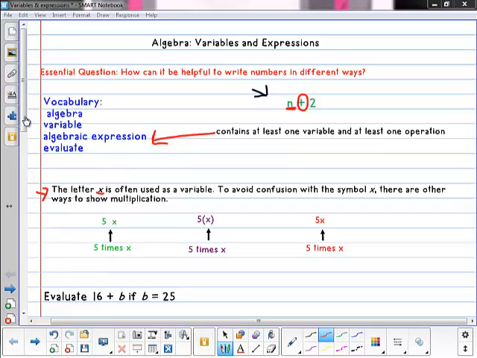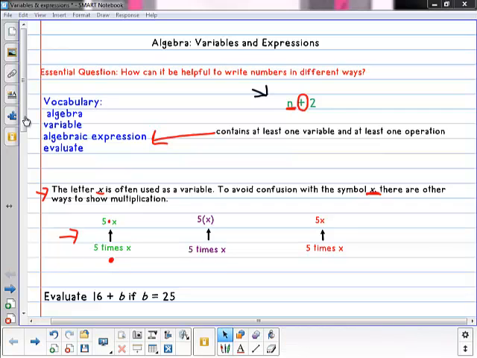The letter x is often used as a variable. Now you will see, until you don't see algebra anymore, letter x is the most common variable you will find, which is kind of funny because doesn't x represent multiplication as well? It sure does. So to avoid confusion with the symbol x, mathematicians have decided there are other ways to show multiplication. If you take 5 times x with a dot, a dot also represents multiplication.